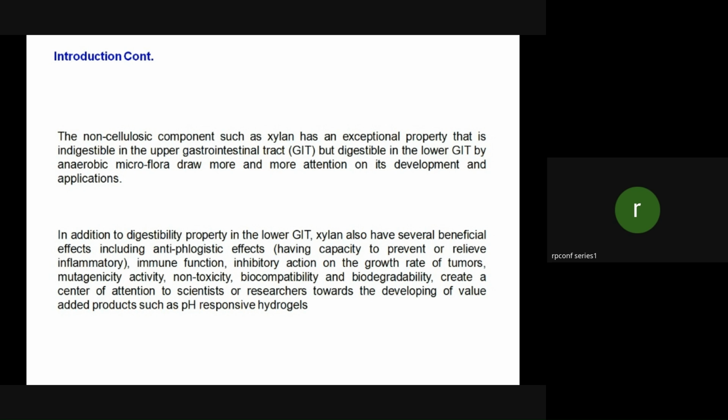Sir, we are on the introduction slide. It's not moving, ma'am. No, sir.